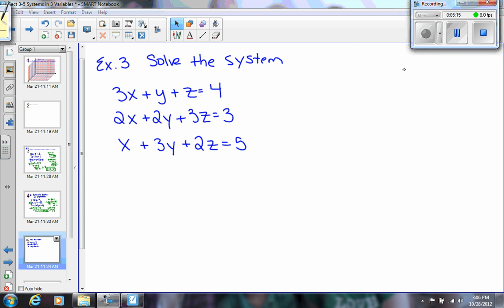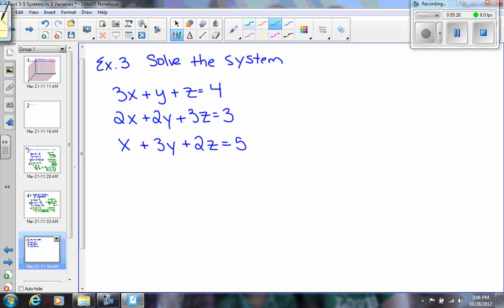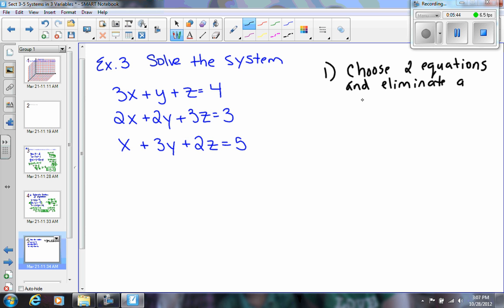Now, the last example I'm going to do is going to take the most amount of work. You'll notice I have 3 equations, and all of them have 3 variables. So the key to start with is, for our first step, step 1, choose 2 equations and eliminate a variable. Doesn't matter which variable you want to eliminate. Sometimes there'll be an easy choice. I'm going to take the first 2 equations and I'm going to choose to eliminate the y.